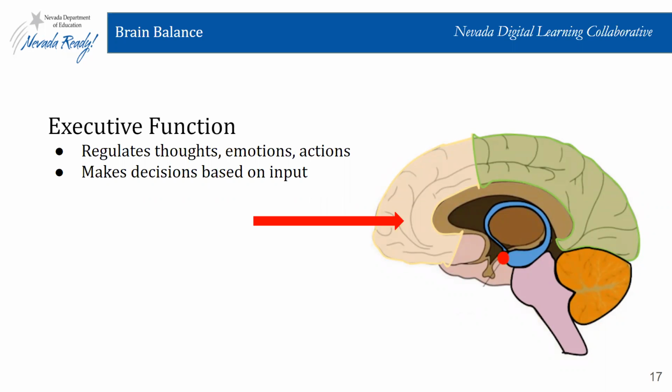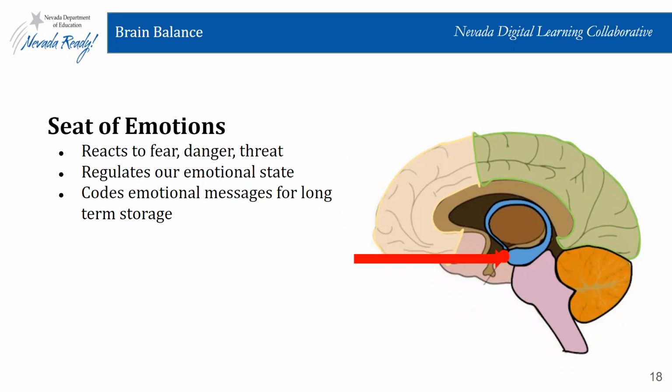So executive function is the prefrontal cortex, right? The prefrontal cortex helps us regulate thoughts, emotions, actions, and makes decisions based on input. The seat of emotion is the amygdala. The amygdala reacts to fear, danger, threat. It helps us to regulate our emotional state, and it codes emotional messages for long-term storage. So research shows that the size of the amygdala may have some impact on how people regulate emotions. But we're also going to talk about how trauma impacts the amygdala shortly.